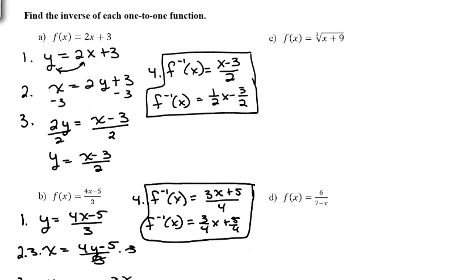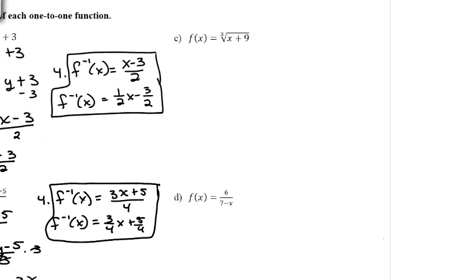Okay, back up to example C. So this time we have f of x equals the cubed root of x plus 9. And so we want to replace the f of x with y. And then we're going to switch the x's and y's, so that's going to be x equals the cubed root of y plus 9. And then we want to solve this for y.